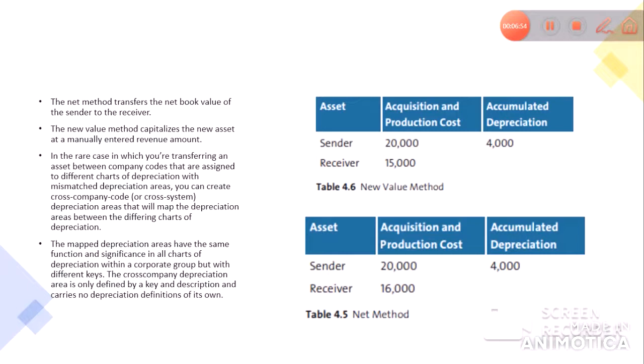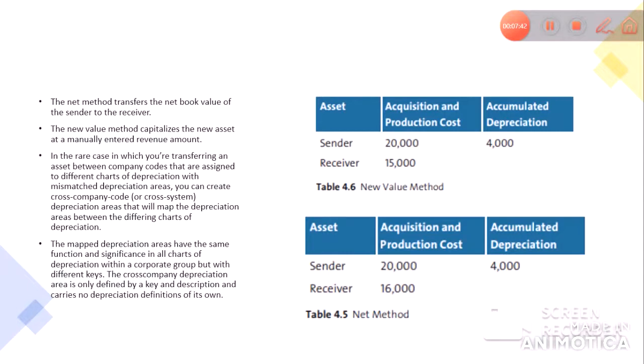In the rare case in which you are transferring an asset between company codes that are assigned to different charts of depreciation with mismatched depreciation areas, you can create cross company code depreciation areas that will map the depreciation areas between the differing charts of depreciation. The mapped depreciation areas have the same function and significance in all charts of depreciation within a corporate group but with different keys. The cross company depreciation area is only defined by a key and description and carries no depreciation definitions of its own.